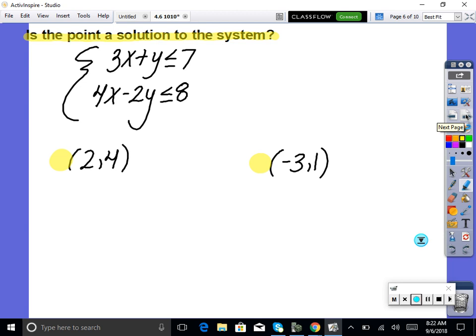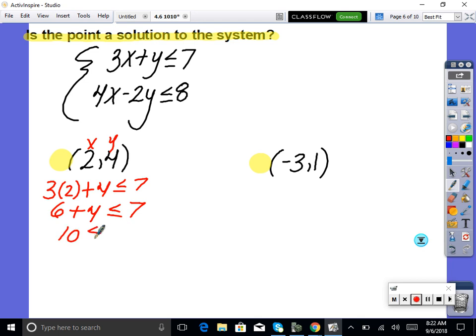Okay, it says, is this point a solution to the system? You could graph it and check, or you could just plug in x, y points. But guys, you got to plug it into the top and bottom. So I'm checking to see if 2, 4 is a solution. So you would plug that in here and here. Let's see if it's a true statement. 3 times x plus y. So 3 times 2 plus 4 is less than or equal to 7. 6 plus 4 is less than or equal to 7. Is 10 less than or equal to 7? No, so if it doesn't work in one or the other, you automatically know it's a no. So this one is no. Even if it worked right here, it doesn't work in the first one.